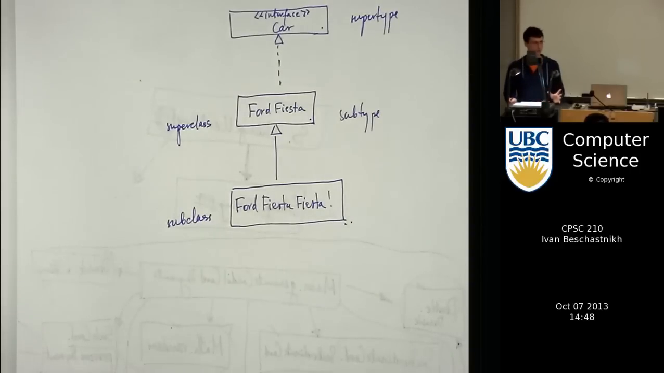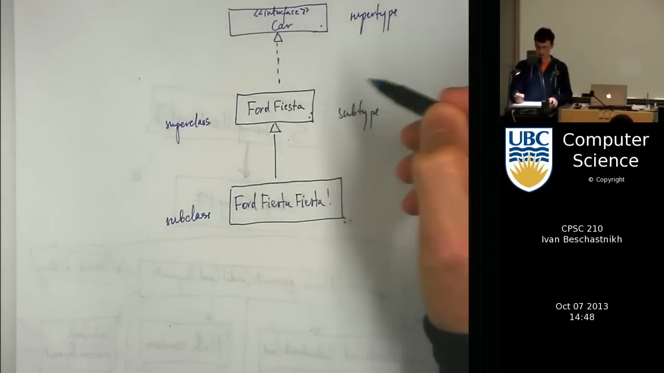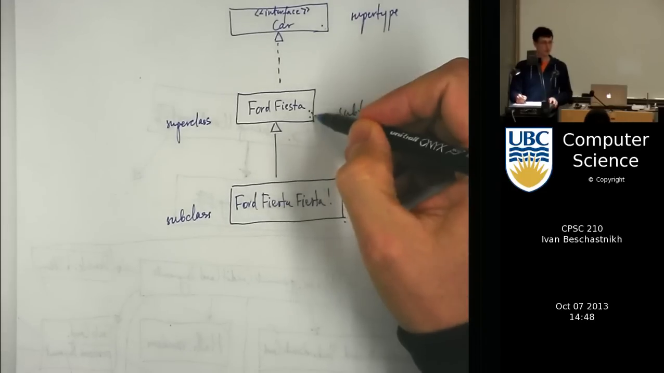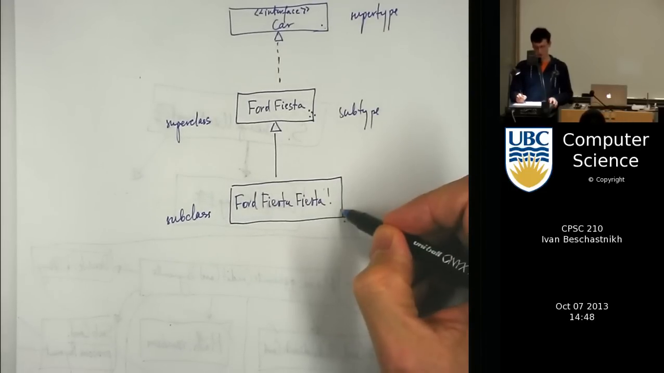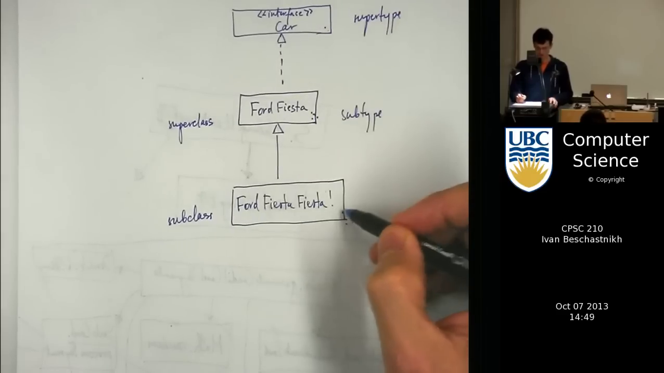But remember, when you're talking about subtypes and superclasses and supertypes, you need a reference point. Right? So I might point at this and say, oh, this is a superclass of this, and it's a subtype of this. And then I might point at this one and say, oh, it's a subtype of this, and it's a subtype of that, and it's a subclass of this.